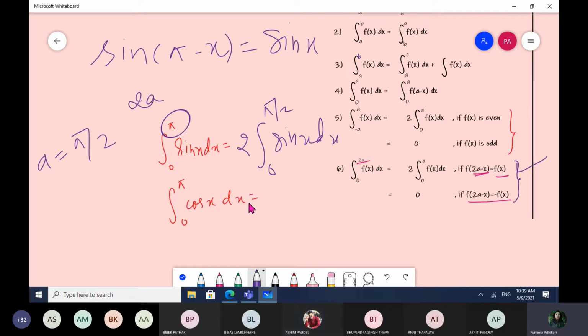Directly? Yes. Why? Because cos x satisfies the second condition, cos(pi minus x). All of you know this. Cos(pi minus x) is equal to minus cos x. That is the reason.